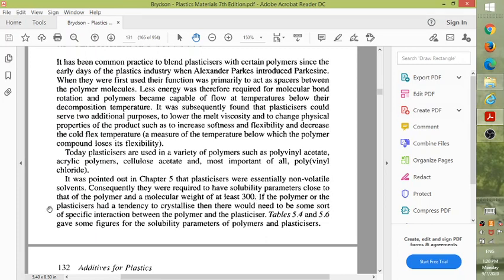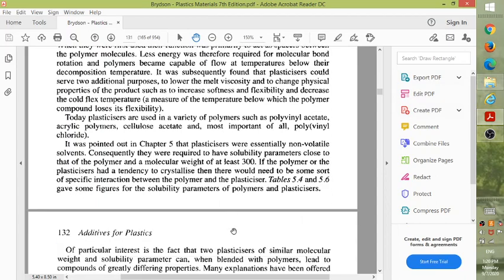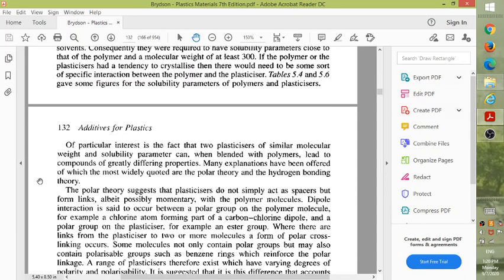If the polymer or the plasticizer has a tendency to crystallize, then there would need to be some sort of specific interaction between the polymer and the plasticizer. The book gave some figures for solubility parameters of polymers and plasticizers, so you don't have to go into much detail about that. Then of particular interest is the fact that two plasticizers of similar molecular weight and solubility parameter can, when blended with polymers, lead to compounds of greatly different properties.